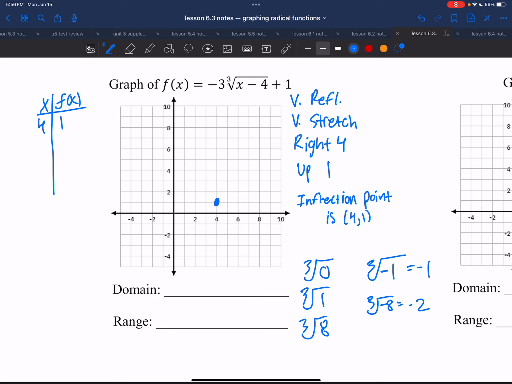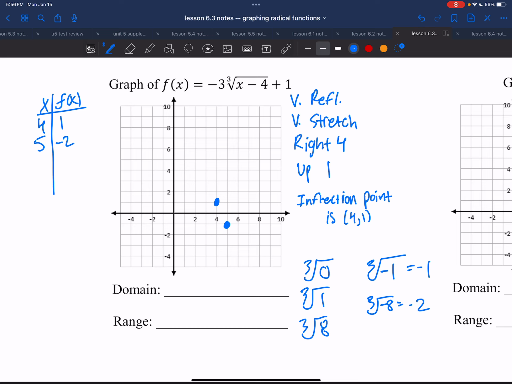So I say, okay, what can I do? If I want the cube root of 1, I ask, what number minus 4 is 1? 5. So 5 minus 4 is 1. Cube root of 1 is 1. So it's negative 3 times 1 plus 1. Negative 3 plus 1 is negative 2. So that's negative 2, and I got that by plugging in 5. So 5 comma negative 2, like right here. That's good. What else can I try?